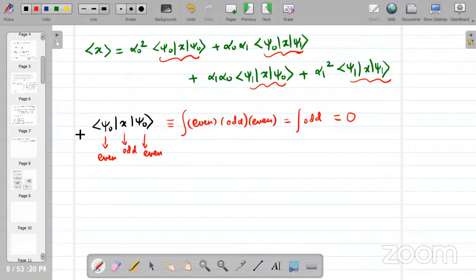Then similarly, let us do this: psi 1 x psi naught. This is R, this is R, and this is E. So this will be even. Okay. So it will not be 0.